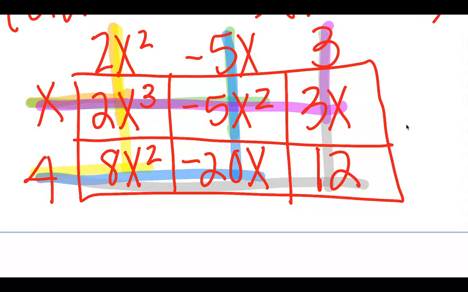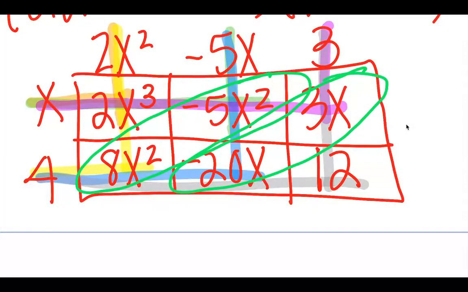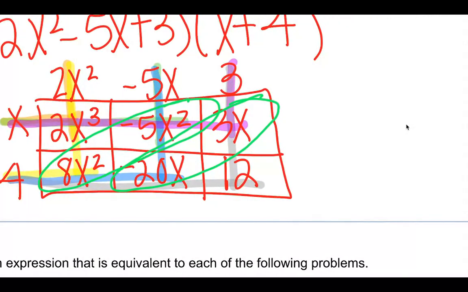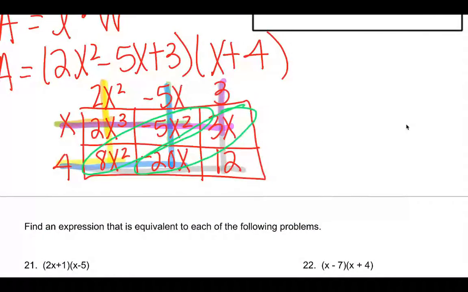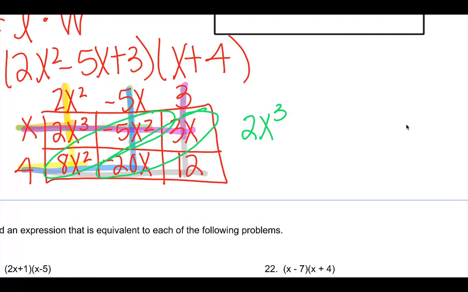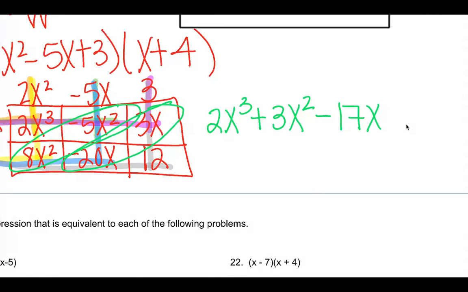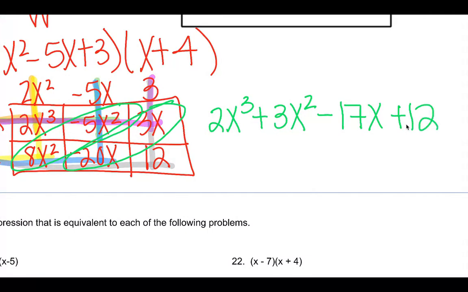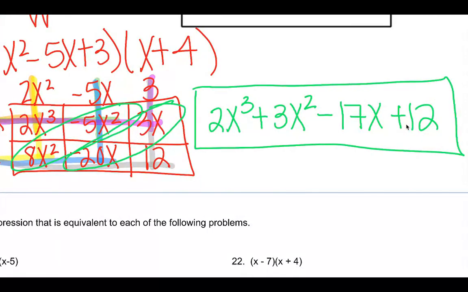So then when I go to start combining, my x squareds can go together and my x's can go together. So I have 2x to the third, 8x squared minus 5x squared is going to give me 3x squared. Negative 20x plus 3x is going to be negative 17x, and then I just have the 12 hanging out. So there is our area.